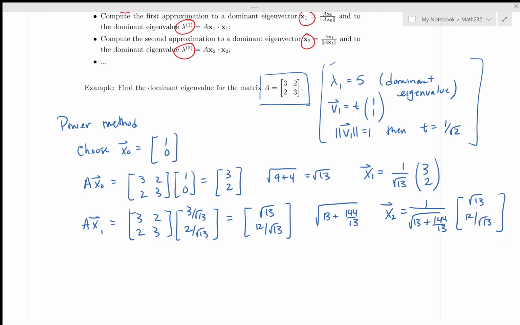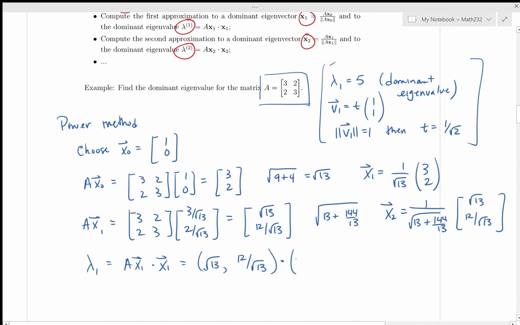Okay, so meanwhile, though, I can compute lambda 1 in this manner. I would take Ax1, and I would take that dot product with x1, and that would be Ax1, which is root 13, 12 over square root 13, dotted with x1, which is 3 over root 13 and 2 over root 13. I can compute it to be 3 plus 24 over 13, which is approximately 4.84.